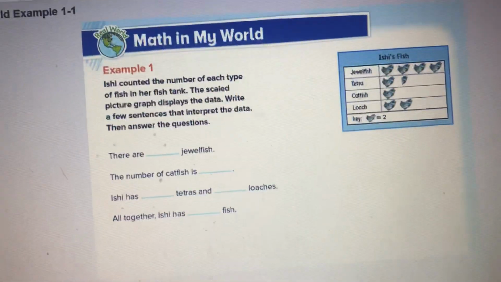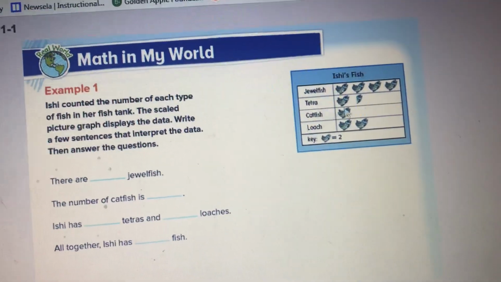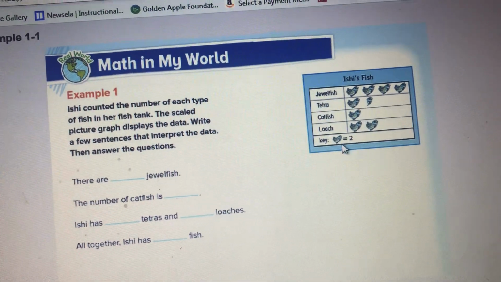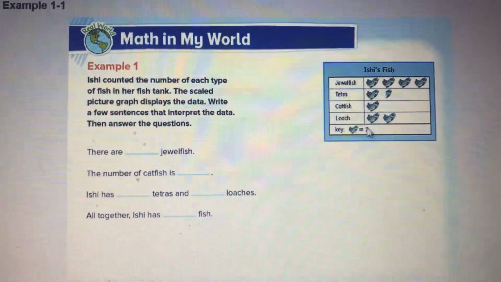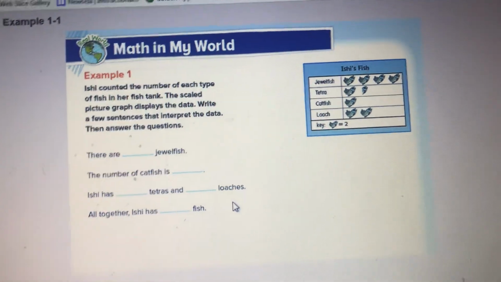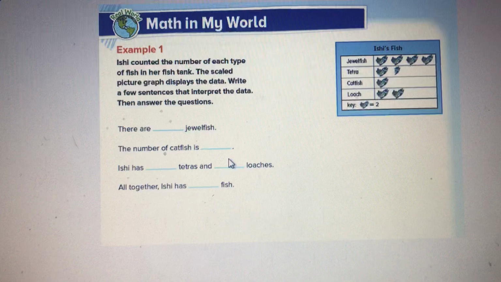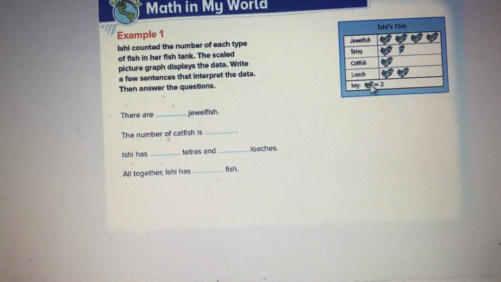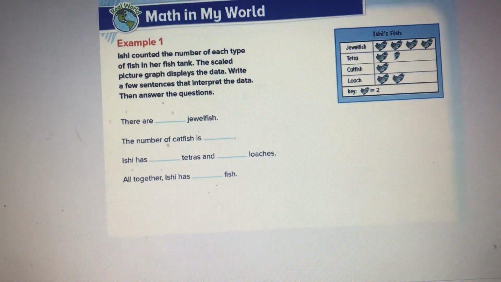So there are how many jewelfish? Well, we come over here to the key and we look, and each fish represents 2. So there are 2, 4, 6, 8. Okay, stop the video right here and see if you can answer the rest of the questions. You're going to need to use the key and remember that each fish represents 2.